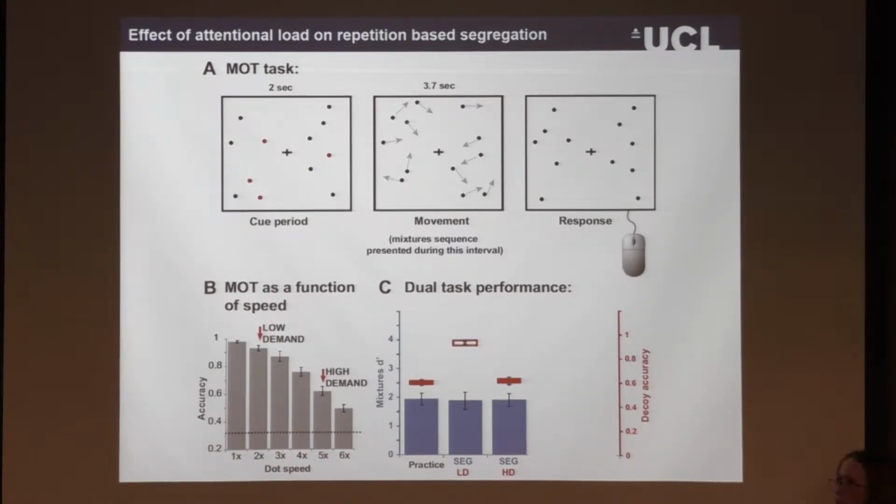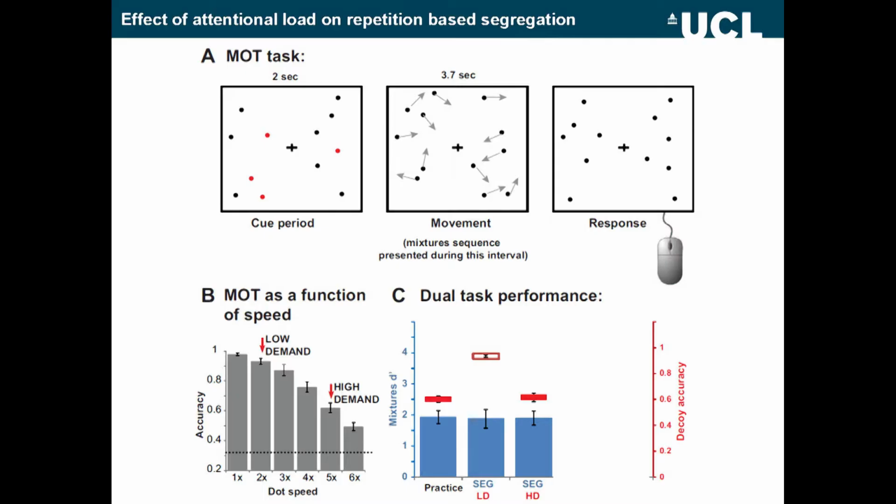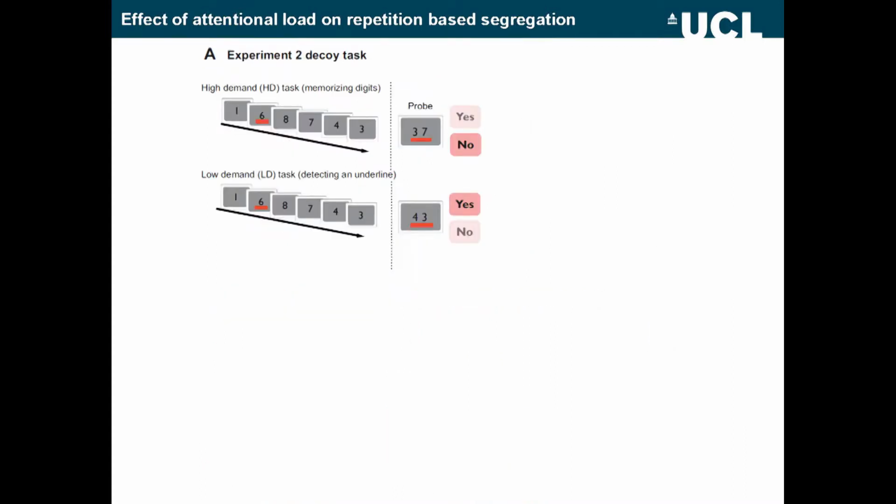Which was very interesting for us, because it meant that despite the fact that they were dealing with this very difficult visual task, they could still do what we as experimenters thought was an objectively hard task. So we tried another task which we thought would be maybe even harder.